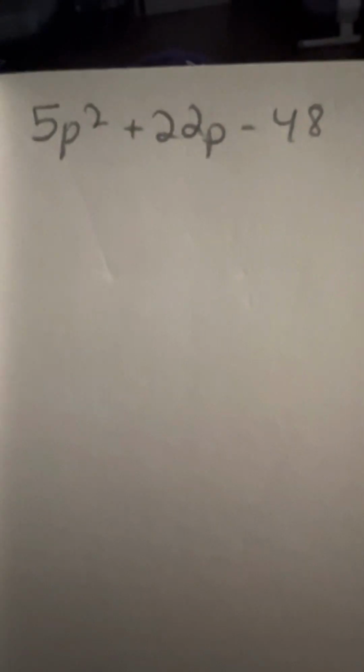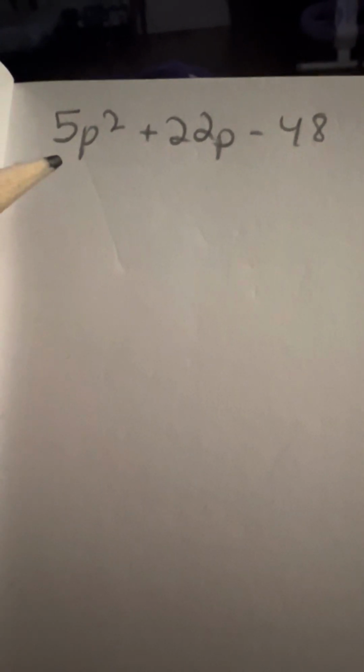Okay, so we're going to be factoring trinomials. I am looking at a trinomial with a variable that is squared, and we don't have a leading value of just 1. Since we have 5p squared, we are going to have to do this a little bit differently.